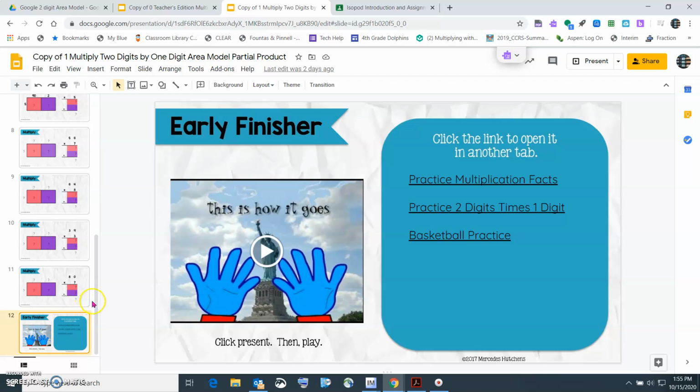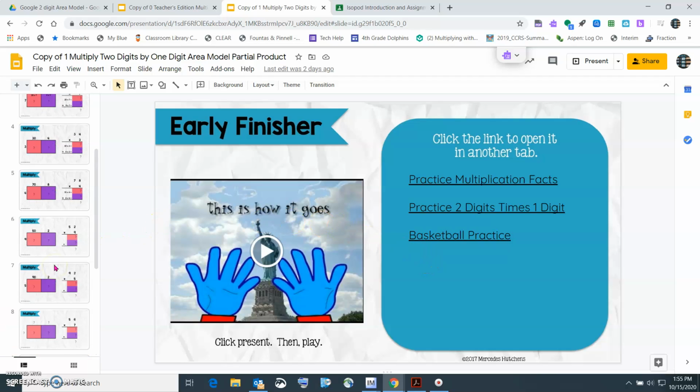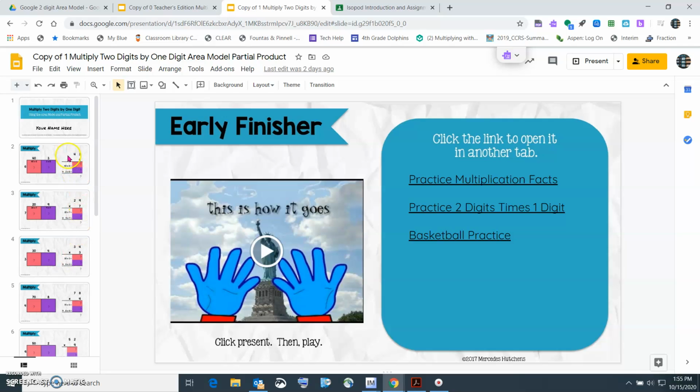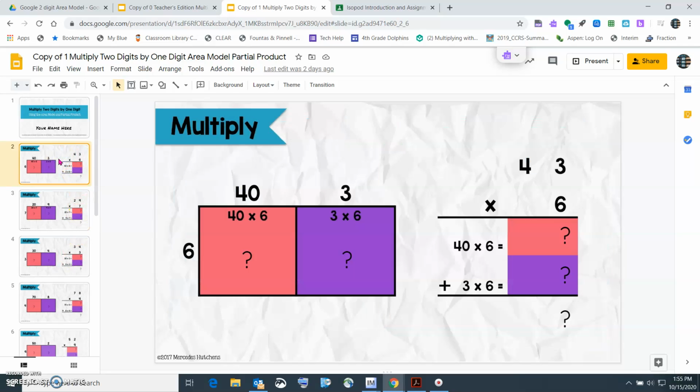And then if you finish early, remember it says click present, so you click present, and then you can hit play to watch this. And then there are some practice websites here if you finish all of this and have extra time. So that's what we are going to be working on today. Some of you will have 2-digit numbers and some of you will have 3-digit numbers.